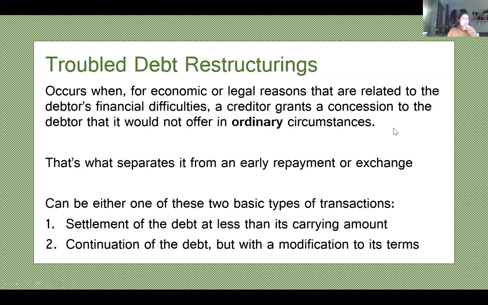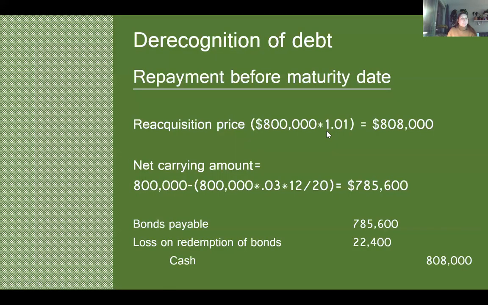That's to find our issue price, because it was issued at 97. So that's your discount. Your issue price is 800,000 times 97, and your discount that you're amortizing each period is 3% of 800,000. And then since 8 years has passed already out of 20, what's left to be amortized is 12 years. So that's why we have the 12 on 20. So your net carrying amount in your books is 785,000. So your transaction is, you get rid of your bonds payable in your books, you pay back your 101, and then the difference between the two is a loss on redemption of bonds.